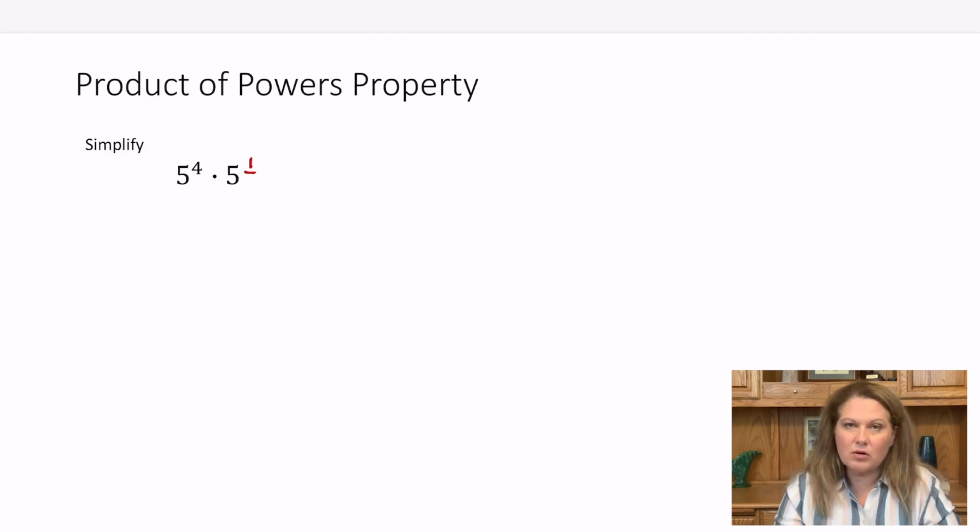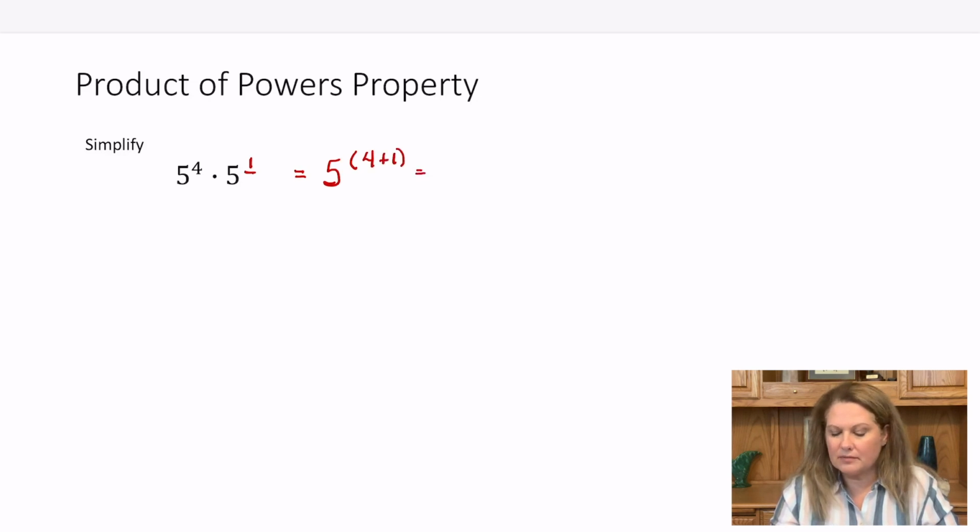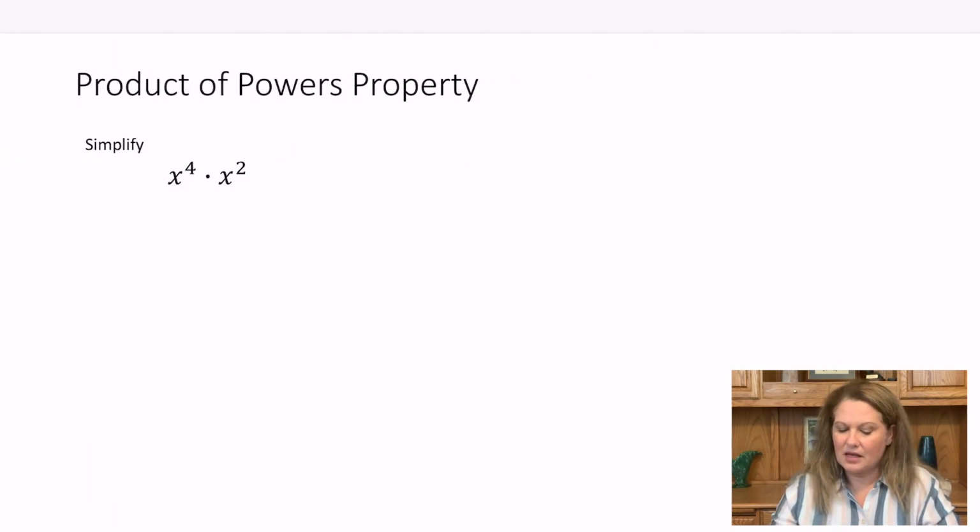So remember our product of powers property says all we have to do is keep the base and add our exponents. I hope you added 4 plus 1. That equals 5. So our simplification of our expression is 5 to the 5th power. It's not as hard as it seems once you get the trick. One more time, give you a couple seconds head start. Simplify x to the 4th times x to the 2nd.